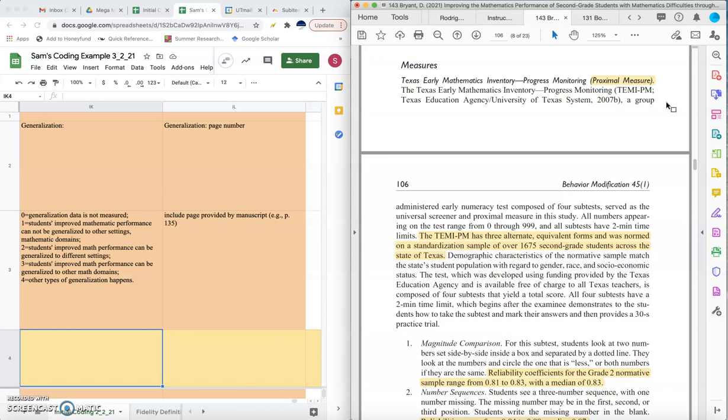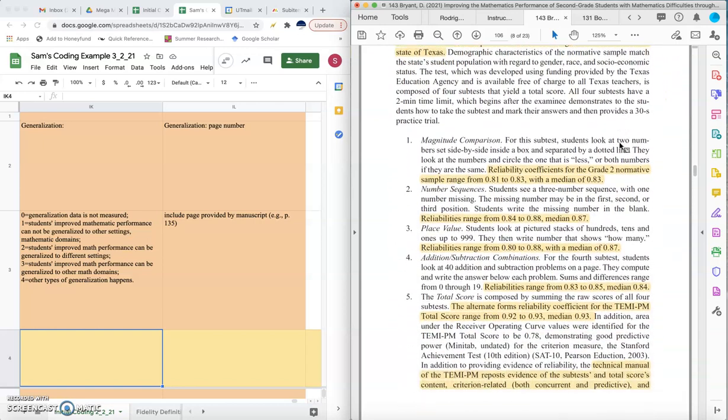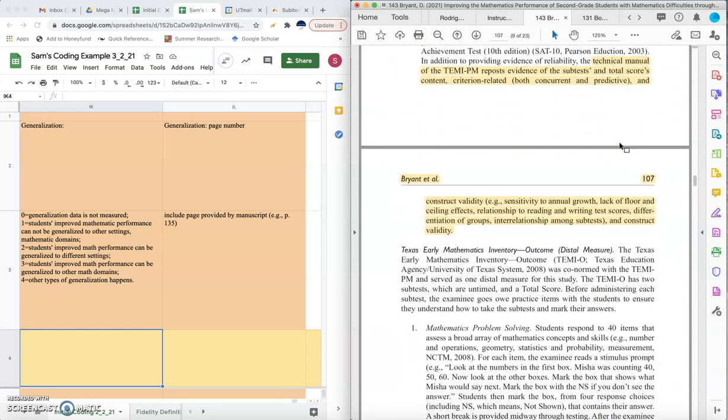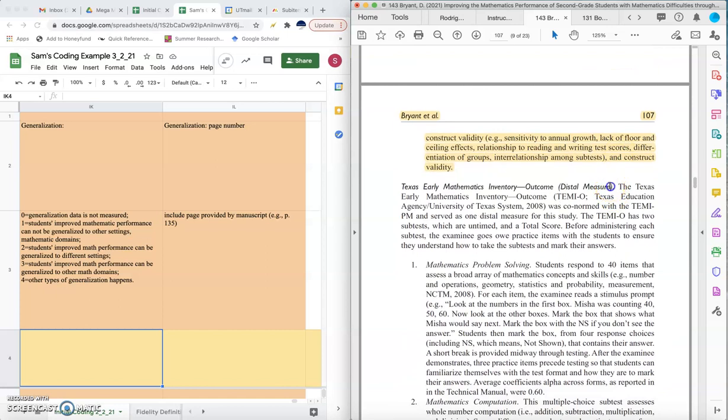If the intervention is on how to multiply, the proximal measure will be math multiplication facts. So are you learning what we're teaching. The other type of measure that a lot of researchers will use are called distal measures. And distal measures are going to be that piece of generalization.